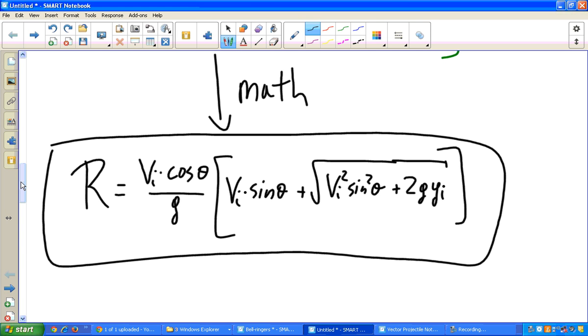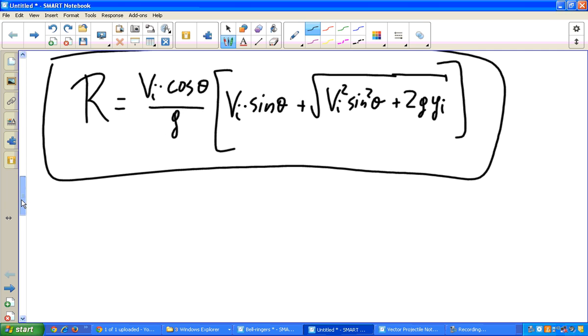Now, the first thing we should know about this formula is that any general formula we derive should always be able to reduce to the specific example. In the previous video, we derived the specific range formula when you start on level ground. Our range equation, the one we just derived now, should reduce to that in the case where we start and end on level ground. So y initial is 0.